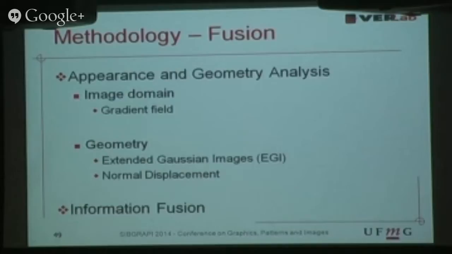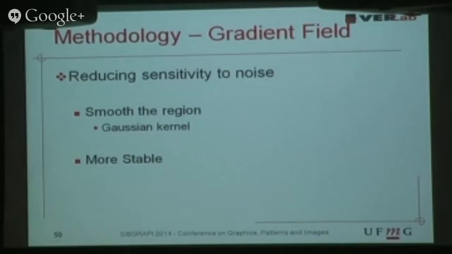So in order to reduce sensitivity to noise, we follow the same well-trod path, which is to smooth the region with a Gaussian kernel. And somehow that becomes more stable. You lose a little bit of the high frequencies, but that's fine. That's a trade-off I have to pay.